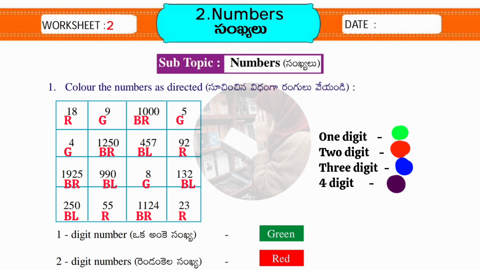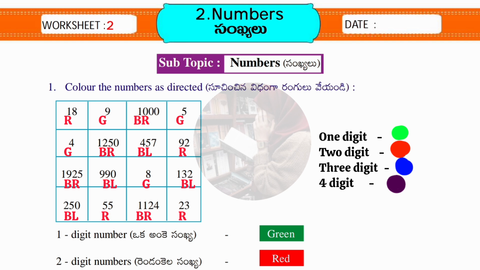So now what we have to do, suppose if it is a 2 digit number, then we have to write red there, or else you can color it with red color. In this way you have to do the same. So 18 is a 2 digit number, so what color we have to put? Red color. That's why I have written red there, or else you can just color it with your red color pencil. Next number is 9, which is a 1 digit number. So what color we have to put? We have to put the green color.